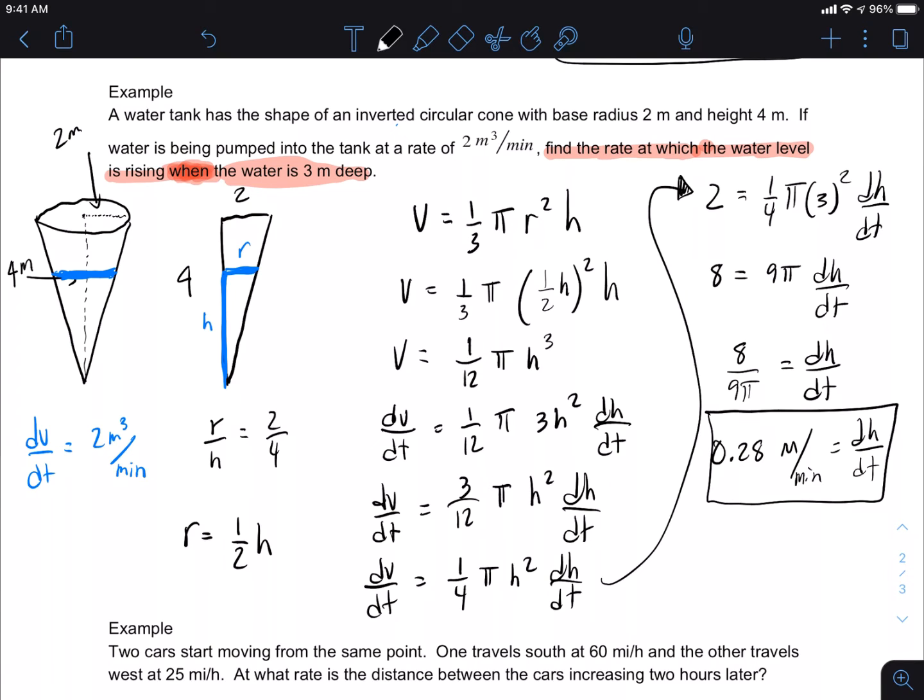So you multiplied both sides by 4 to get rid of the 1/4, and then 8, and then just 9 pi because it's squared. Yeah. Cool. And then dividing by that, right?